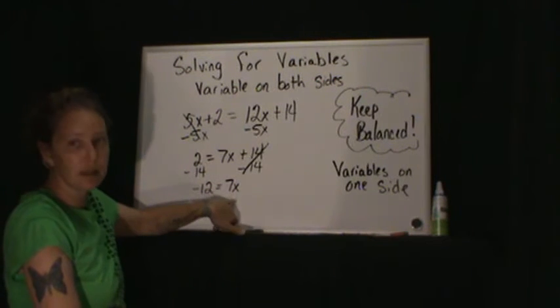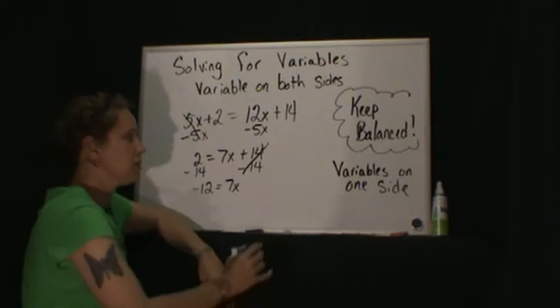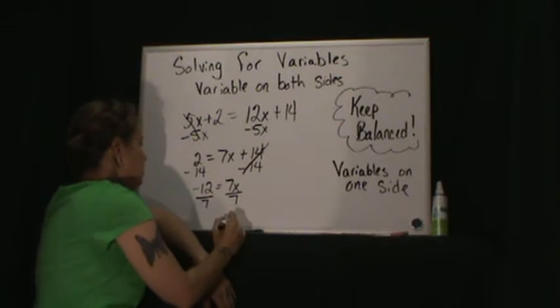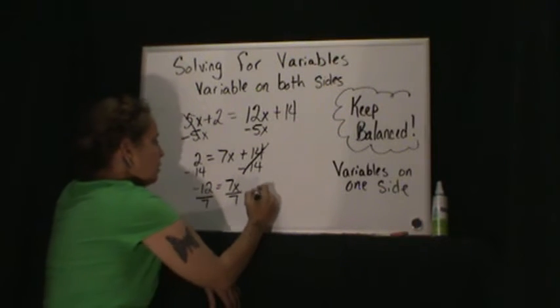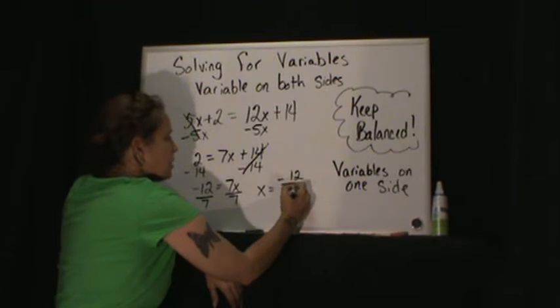And now we can get our variable by itself. It's being multiplied. The opposite of multiplication is division. Divide both sides by 7. So in this case, we're left with a fraction, negative 12 over 7.